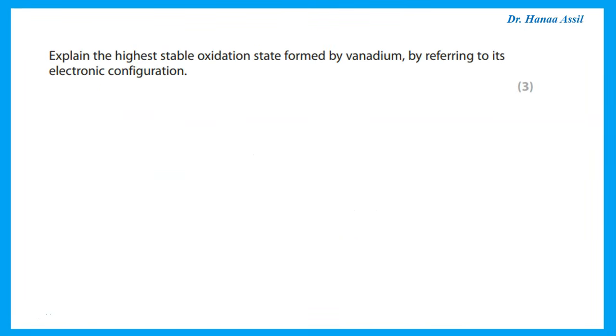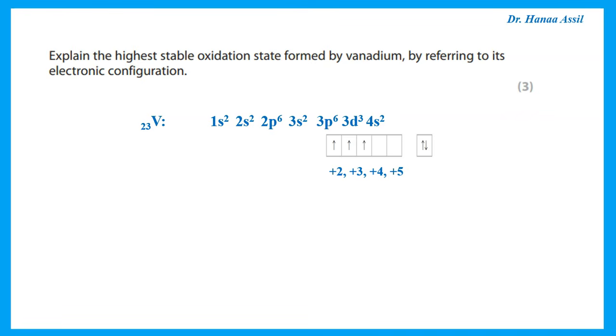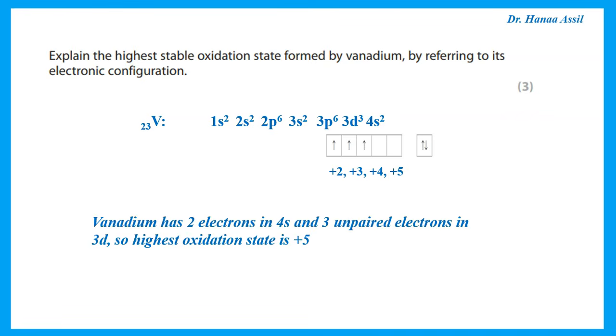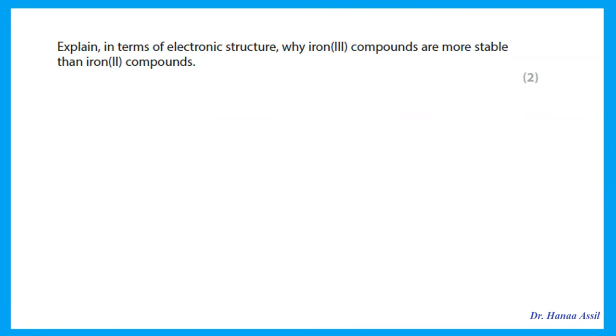Explain the highest stable oxidation state formed by vanadium. Remember, what is the highest oxidation state for any of the transition metals? It is when we remove all the 4s and the 3d electrons. So for example, vanadium has 2 electrons in the 4s and 3 electrons in the 3d. If it removes the 2 in the 4s, that's plus 2. And then we remove successively each one from the 3d. That means the highest oxidation state that vanadium can have is when we remove 5 electrons, so that's plus 5.